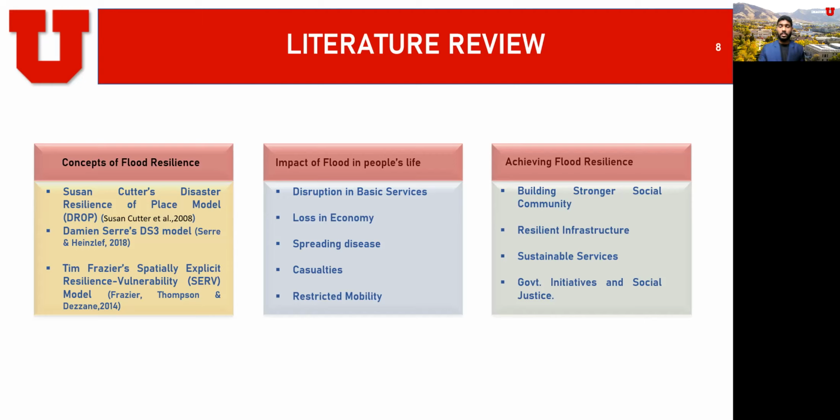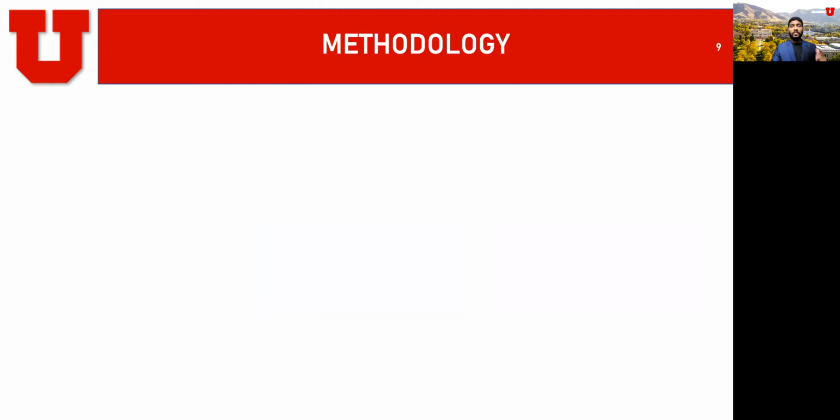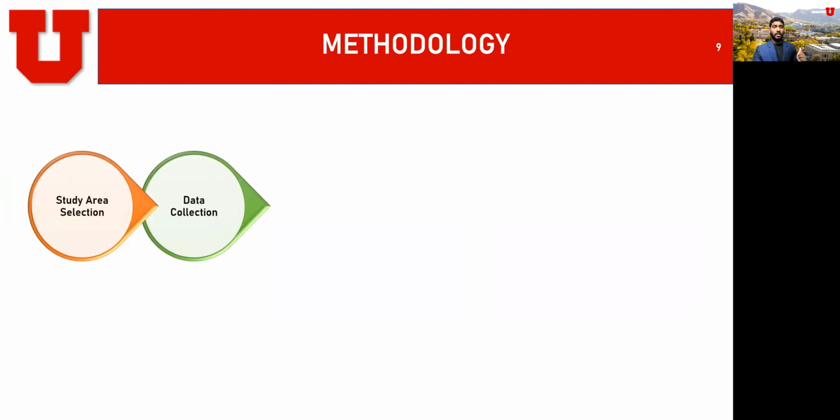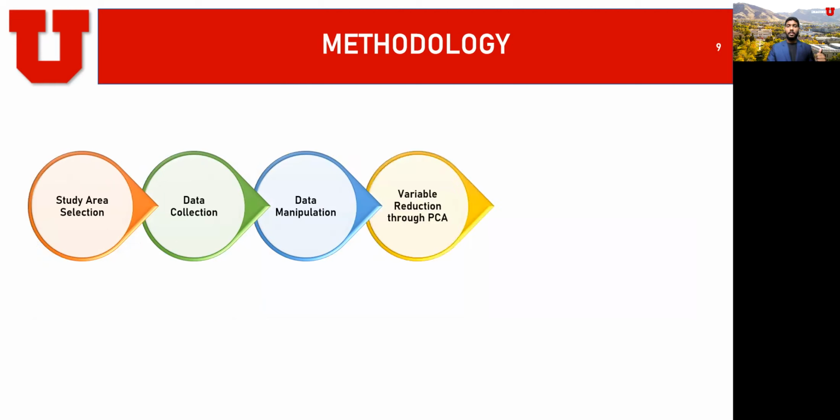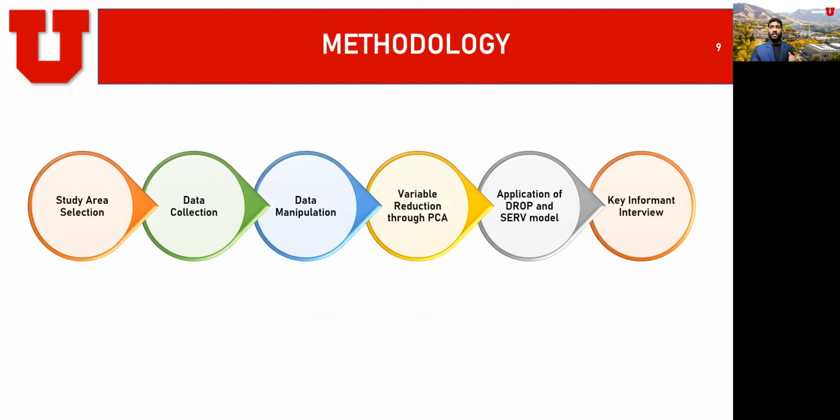to a big extent. The first step of the method is to select the study area, which is Bangladesh, and then collecting the census data and spatial GIS data, then data manipulation to be used for these resilience models, and then reducing the variables through principal component analysis, applying the DROP and SERV model, and then at the end, key informant interview for validation of the output.